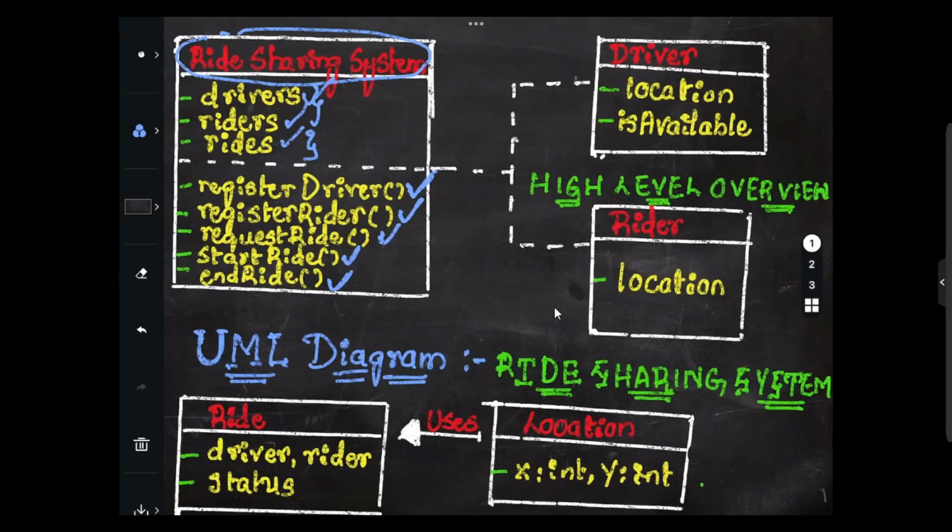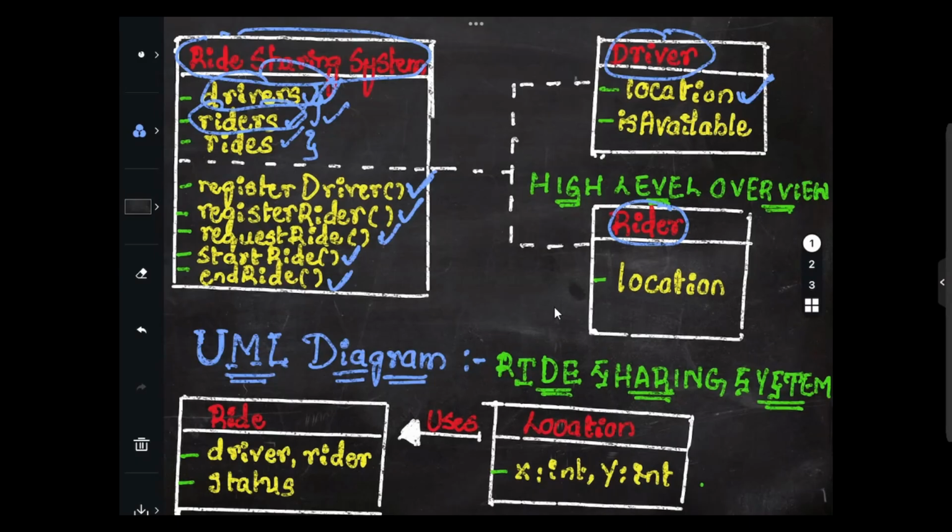Next, within the ride sharing system we have the drivers as well as the riders. You can clearly see these are part of the ride sharing system, basically driver and rider. The driver should have access to location, and he should take the ride and guide to a certain location.